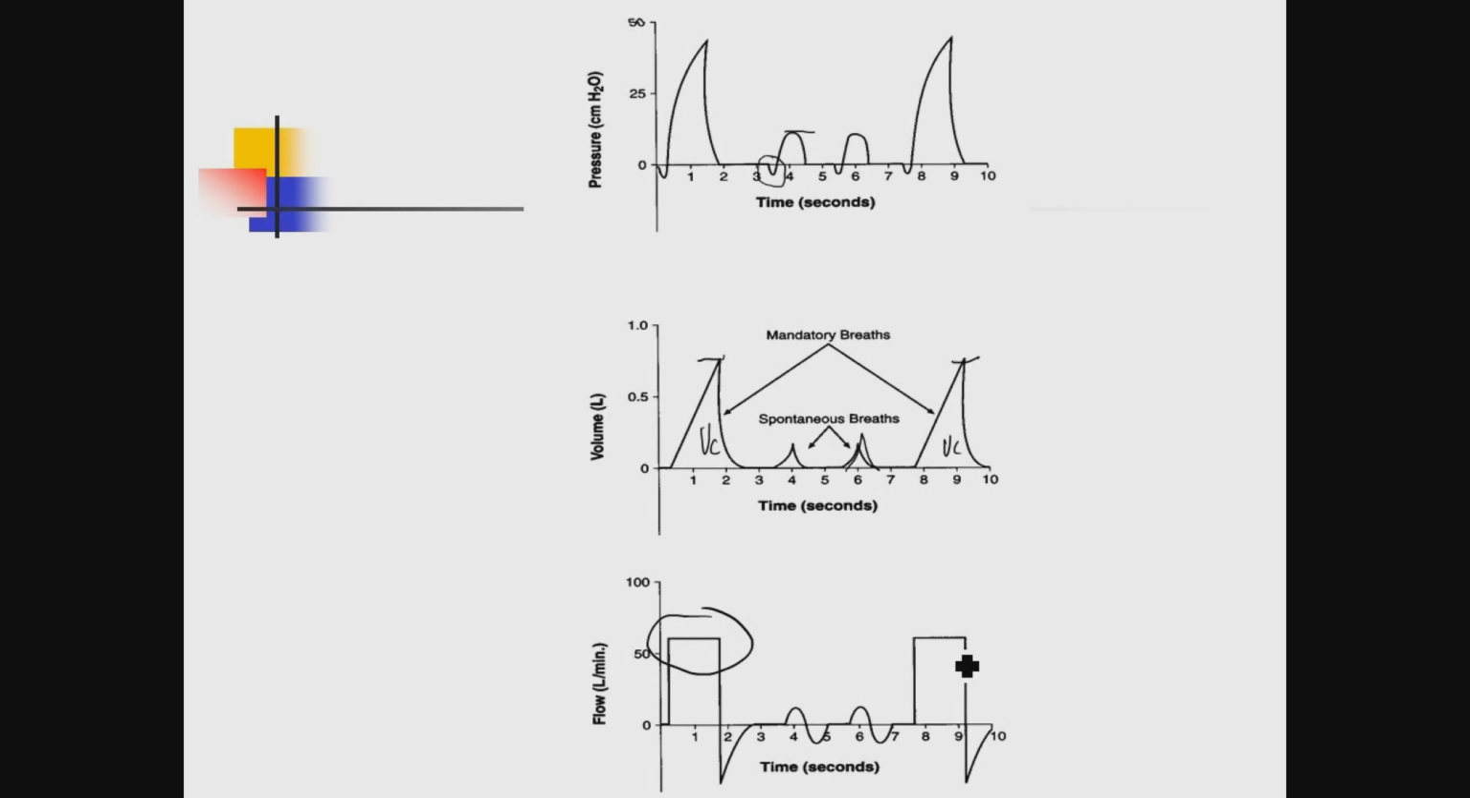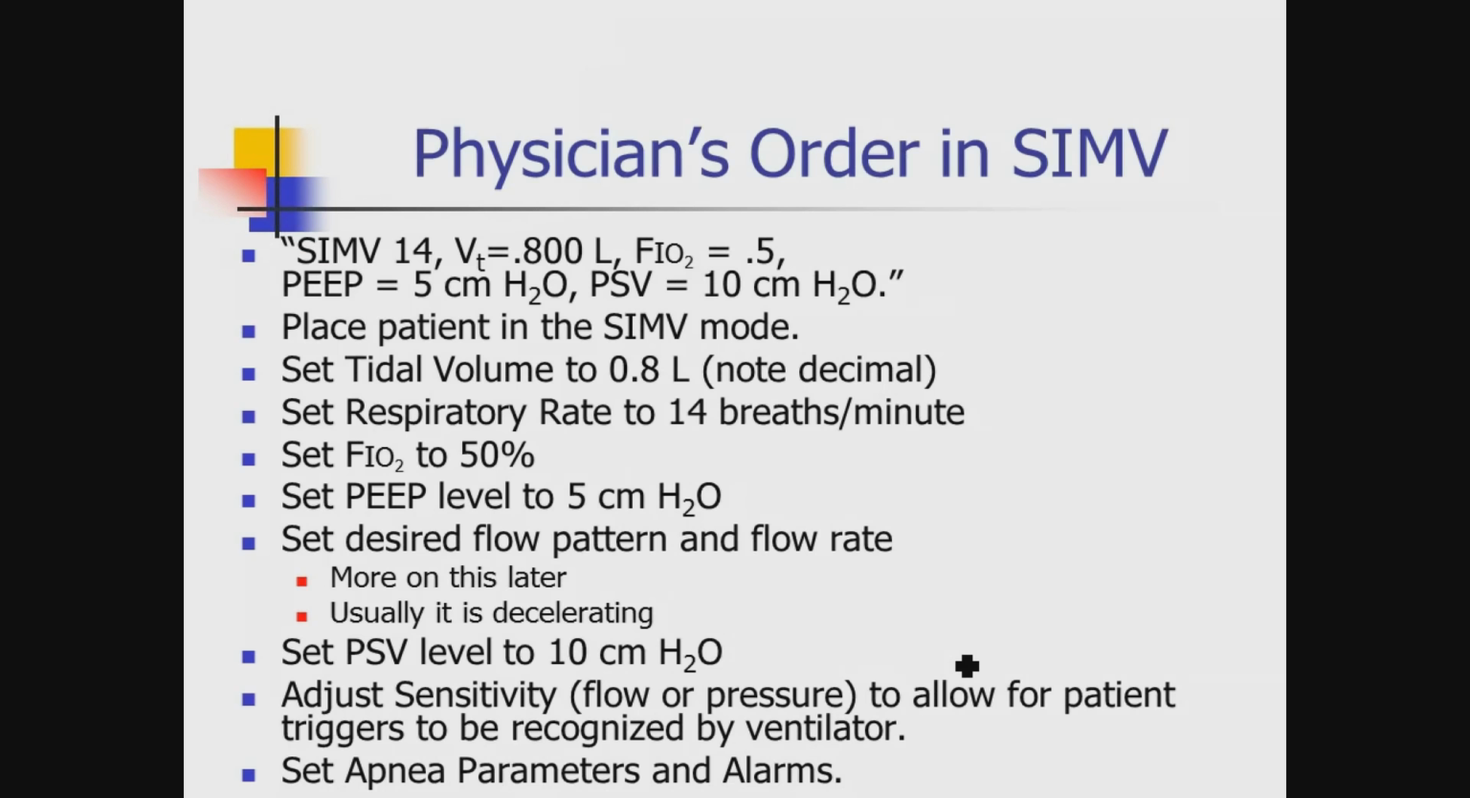So I'm going to have you set up each of these different modes, and you can see how it differs. Okay, so this is what the order would look like in SIMV. SIMV of 14, tidal volume of 800, FiO2 of 50%, PEEP of 5, pressure support 10. So SIMV, volume control with PSV.